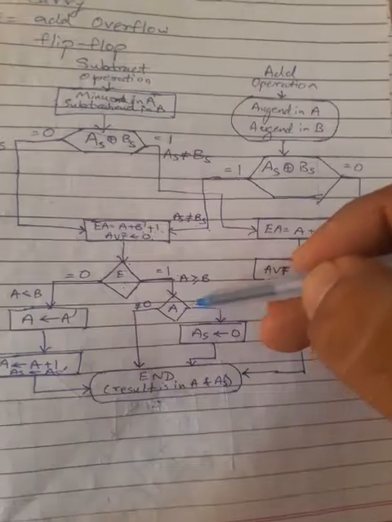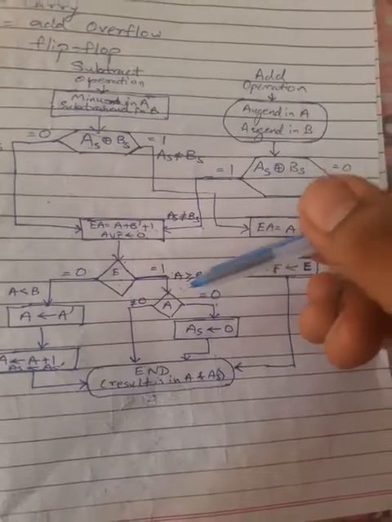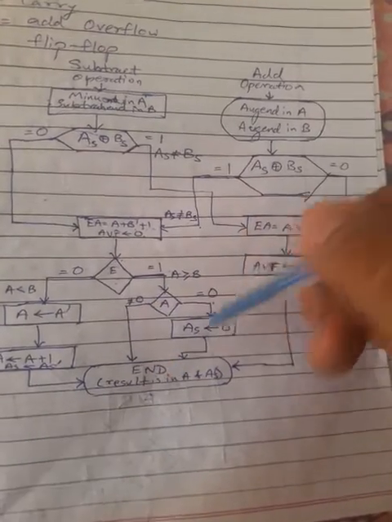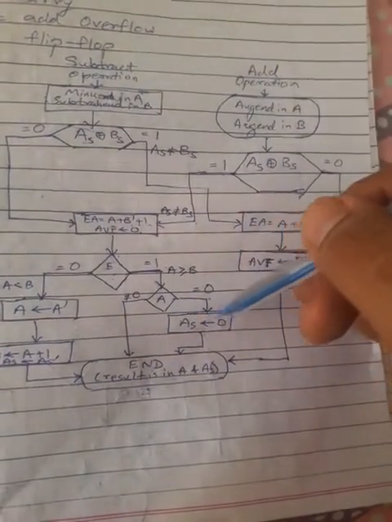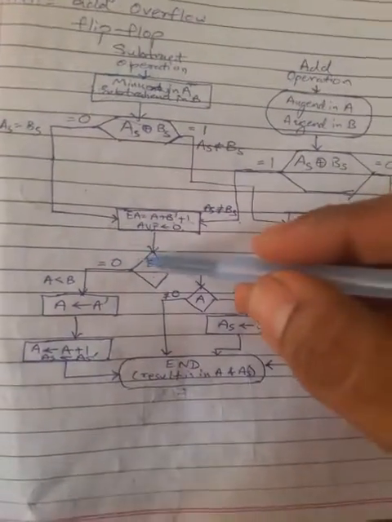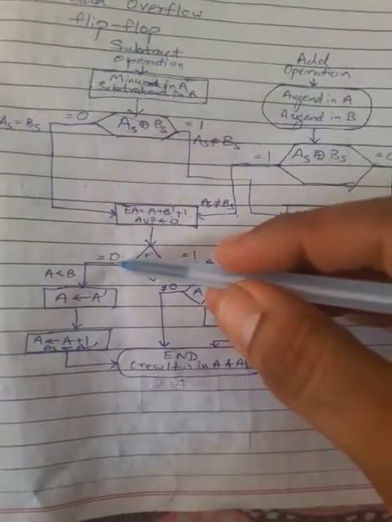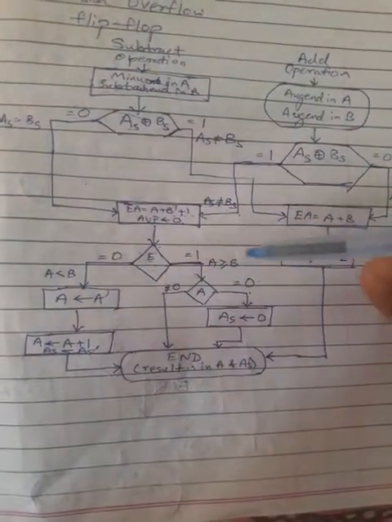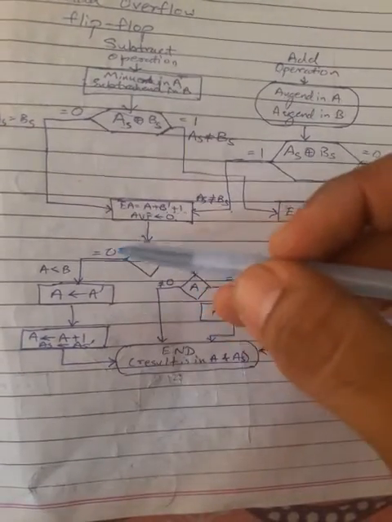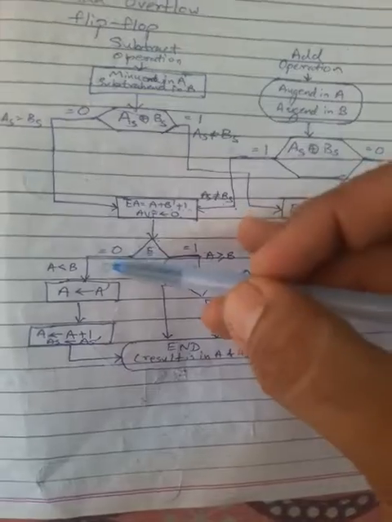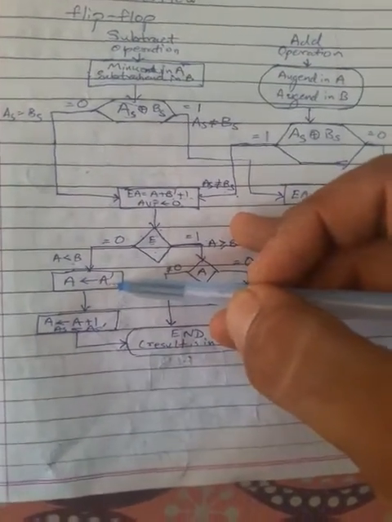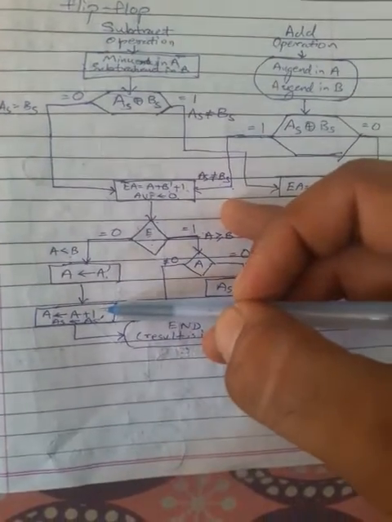If it is 1, then we have to see what the value of A is, whether it is 0 or not. If it is not equal to 0, then it will end. If it is 0, then AS, the sign bit of A, will be replaced by 0. And if E, that carry, is equal to 1, it shows that A is greater than or equal to B, and equal to 0 shows that A is less than B. And if A is less than B, then what do we have to do? We have to complement A, and finally add 1.